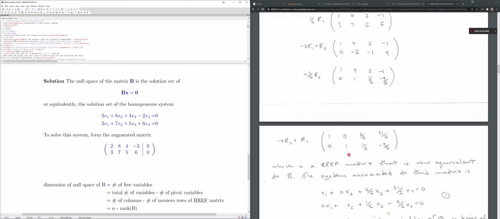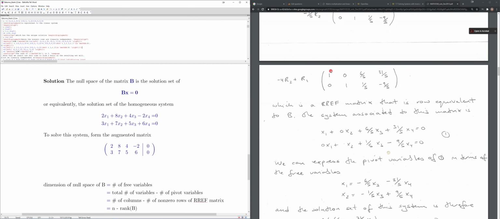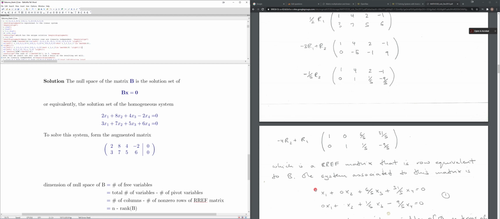So this RREF matrix has a corresponding system. This matrix to start off with was associated to this homogeneous system, and this RREF over here is associated to this homogeneous system. You take your matrix entries, and these form the coefficients of the system. And we should know by now that when you apply row operations and form the corresponding system, the row operations are not going to change the solution set. So the solution set of this system is the same as the solution set of this system here.